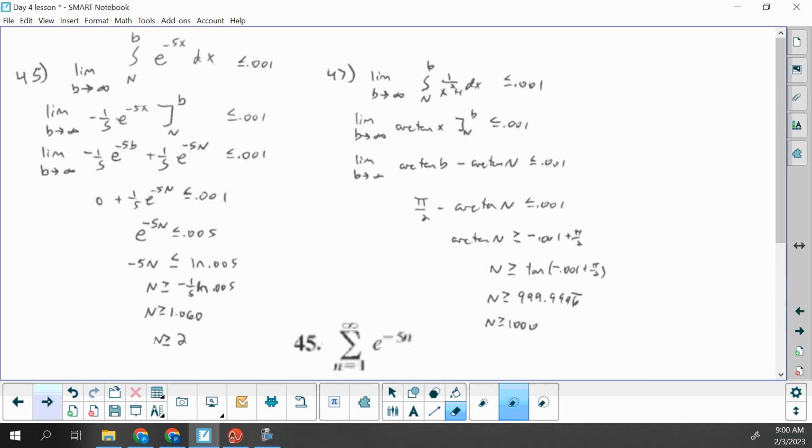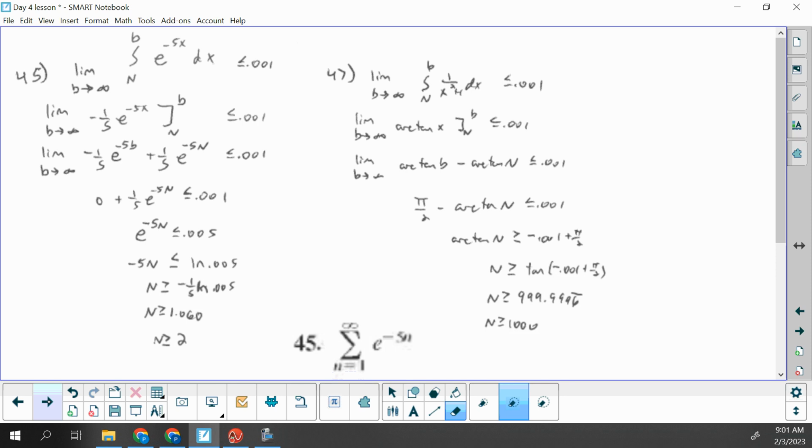And the last couple, we're doing the same thing, different function, but we wanted to stay within 0.001, so do the integral from n to b. Your antiderivative would need a correction of negative 1/5. Fill in your b and your n. That first term, as b goes to infinity, is going to go to 0, because that's exponential decay. And then from there, multiply the 5 over, switch to log form, and then divide over the negative 5. When you put that in the calculator, that's 1.060. We need n to be greater than or equal to that, so really n has to be greater than or equal to 2 to stay within.